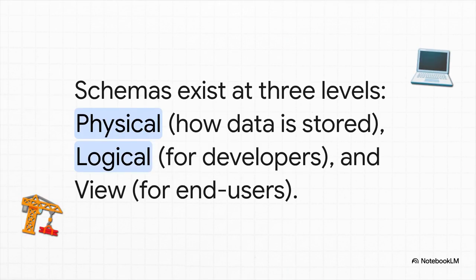And just so you know, it gets a little more complex. Schemas can exist on three different levels. There's the physical level, which is all about how the data is actually stored on a hard drive. Then there's the logical level, which is the blueprint we've been talking about. And finally, the view level, which is kind of like a custom, simplified version for a specific user.